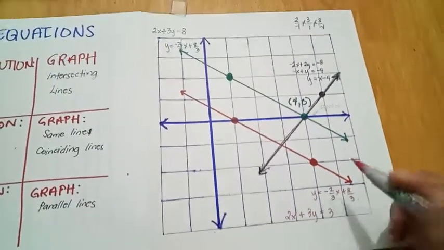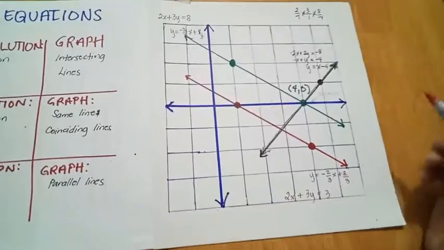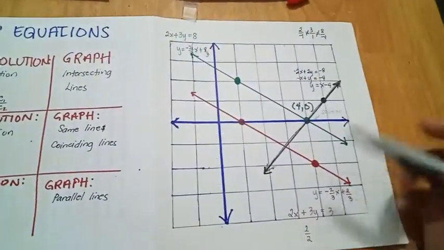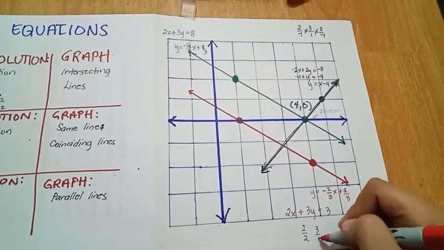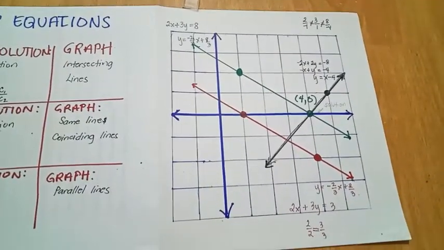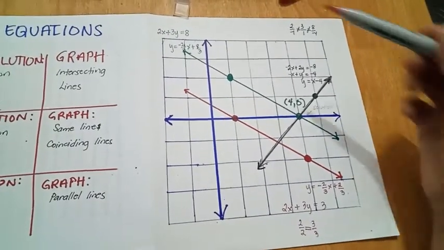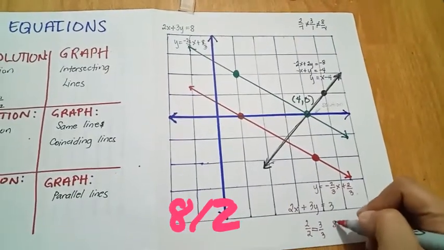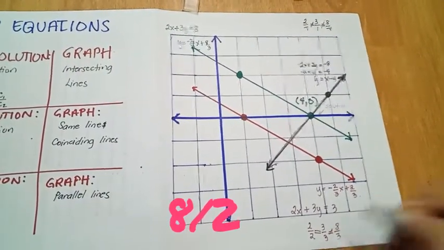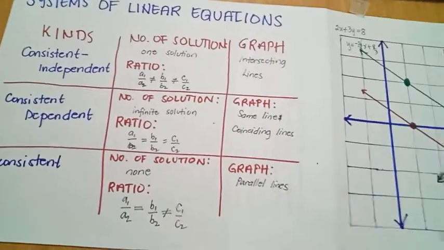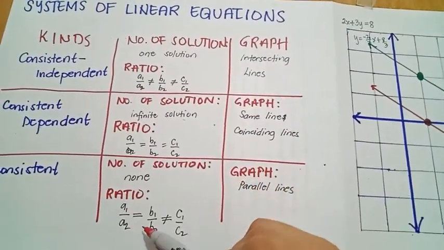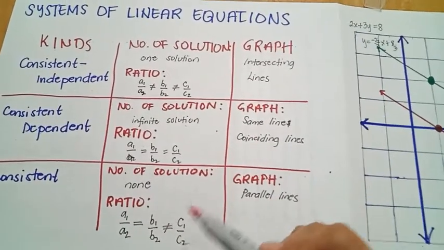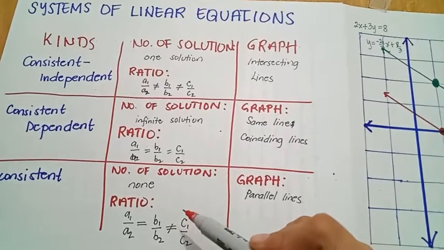Okay? So, as you can see, if we compare the ratio of the two, we will have 2 over 2, 3y and 3y. So, we will have 3 over 3, which is equal to each other because they're both equal to 1. But the ratio of the constant will be 8 over 3. So they are not equal anymore. So it satisfies the ratio. The numericals of x will be equal to the ratio of the numericals of y, but will not be equal to the ratio of the constants.